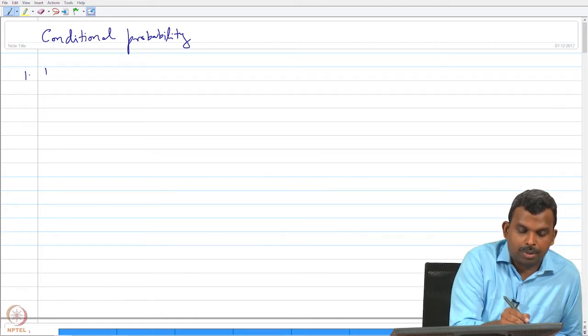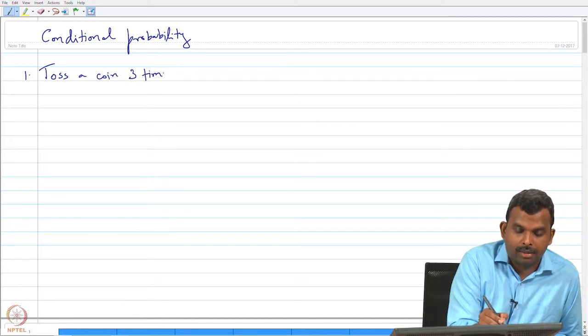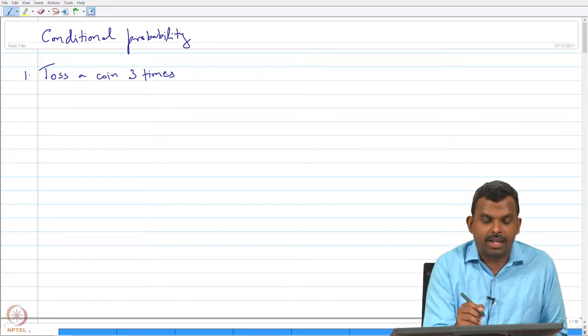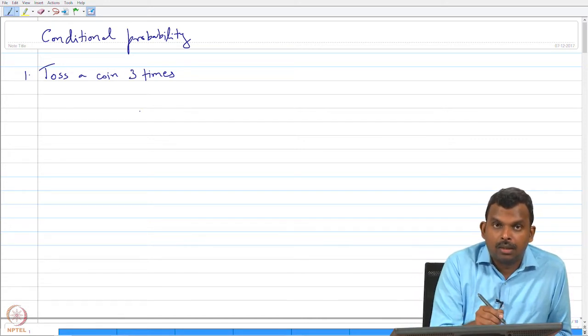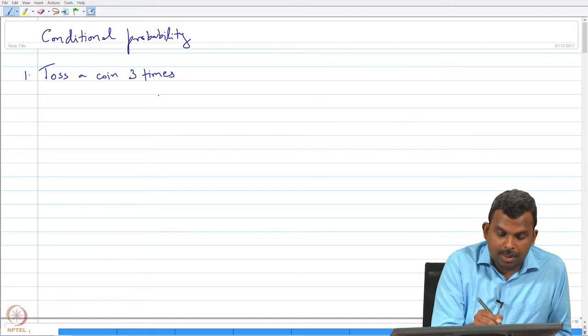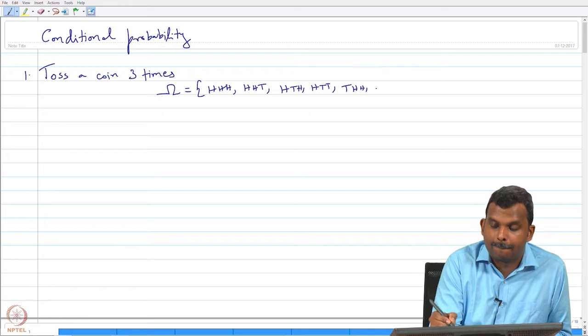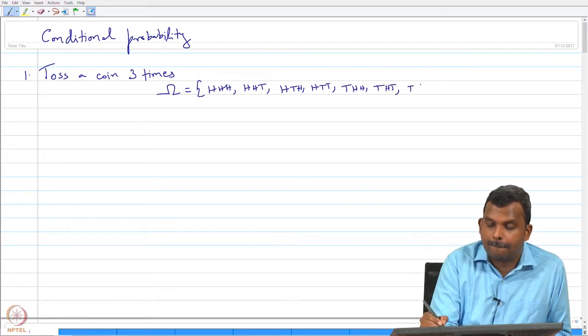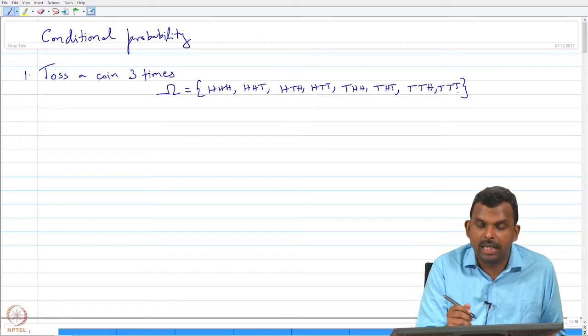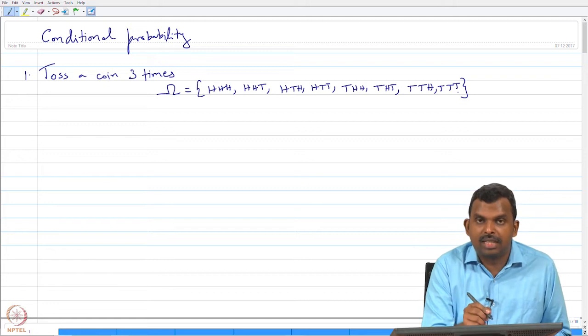The first example we will again look at is tossing a coin 3 times. This is a relatively simple example where I will just illustrate the ideas of conditional probability. What happens here, as you know, is that the sample space has 8 possible outcomes. I have written this several times now, so you must be getting used to this. There are 8 possible outcomes, you can take them as equally likely, and one can define events, etc.